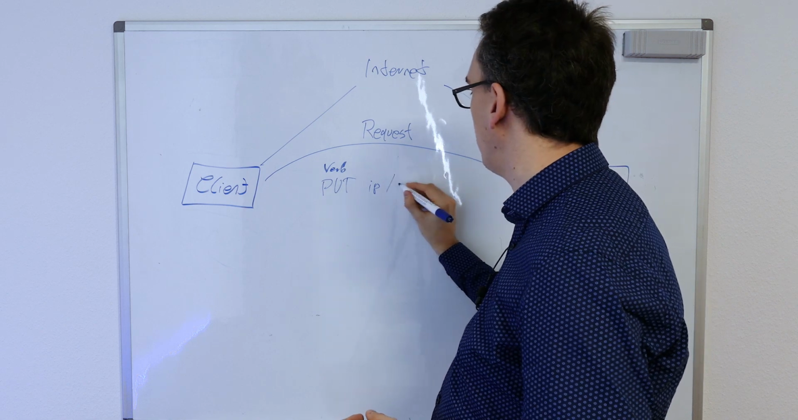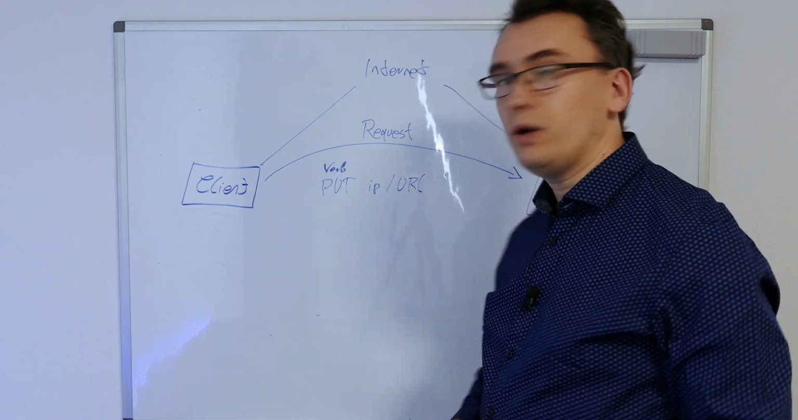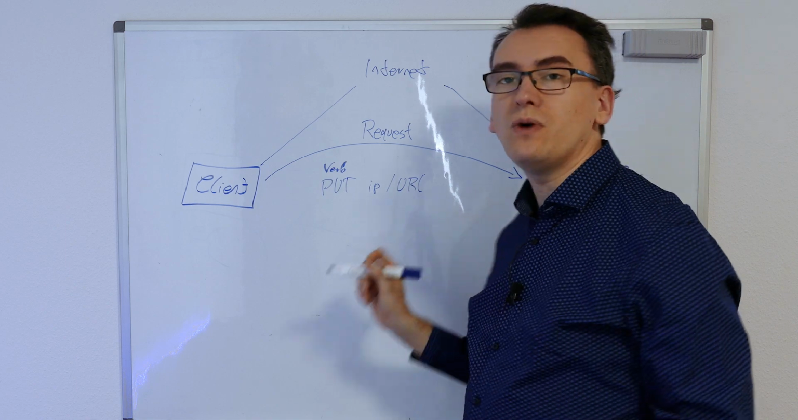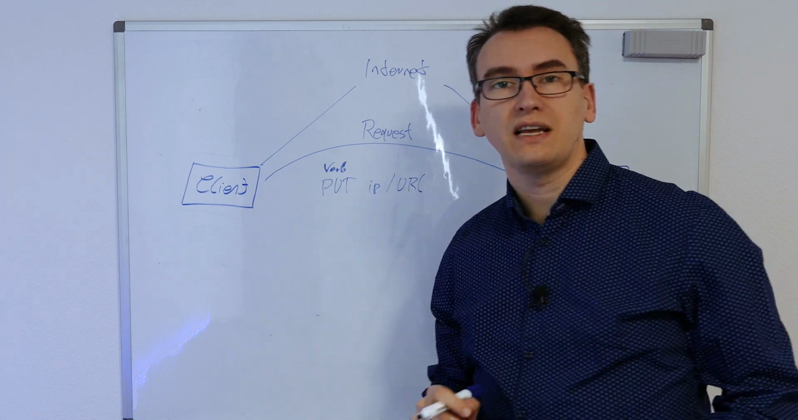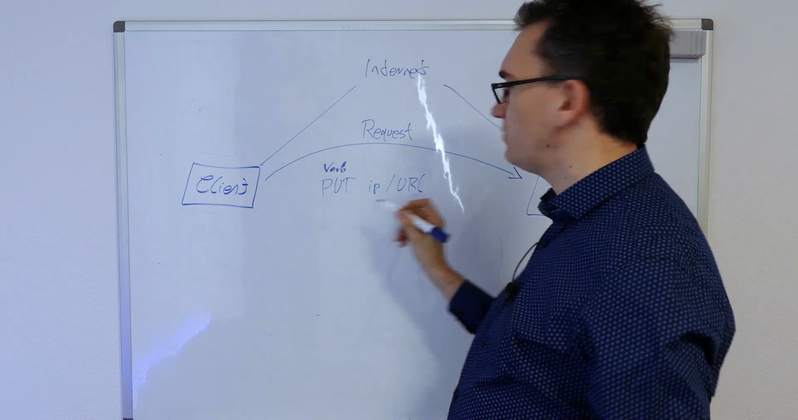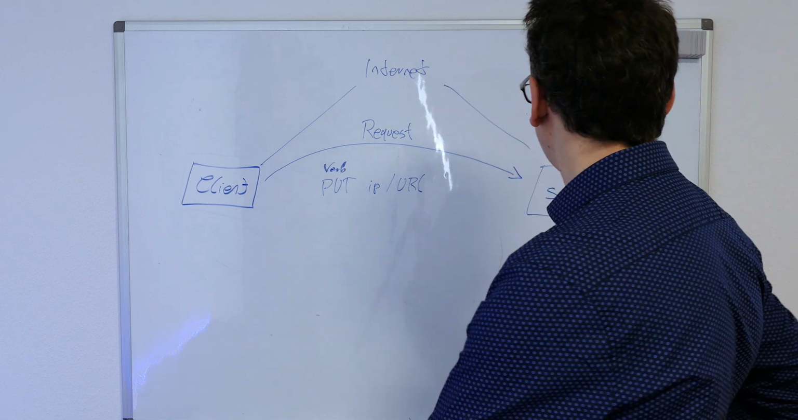After that, you have the IP address or the information where to receive the other site. So an IP address or URL. So we have the verb put and the IP or URL, Unified Resource Locator, which identifies where the information is stored for the server.